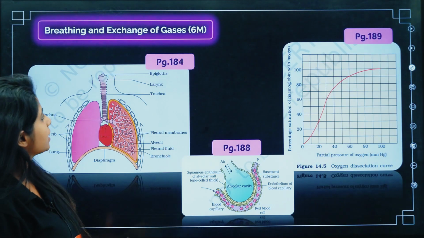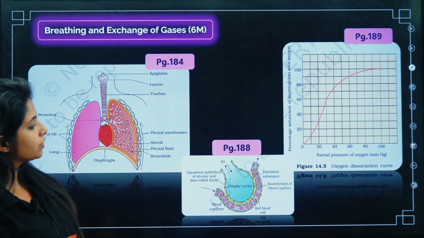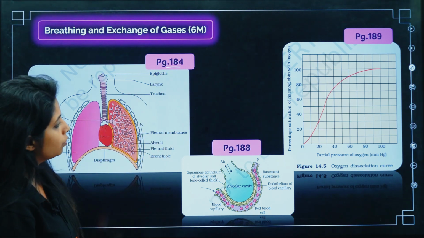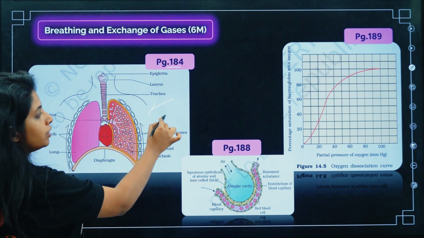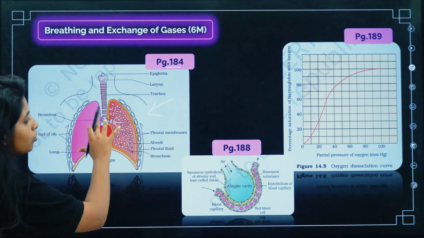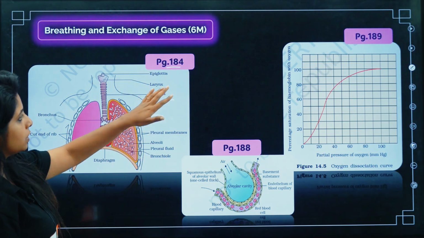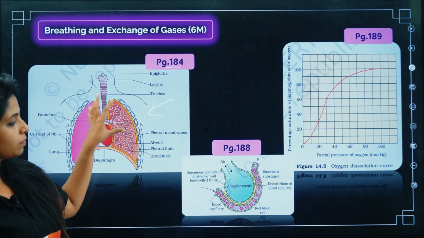Cool? Chalo, next thing. Breathing and exchange of gases. You have certain important pictures over here. On page number 184, you have this structure of the lungs. Make sure you know about bronchi, bronchioles, everything, the pleural membrane, the pleural fluid, and epiglottis, larynx, trachea, all the things which are being mentioned up over here.